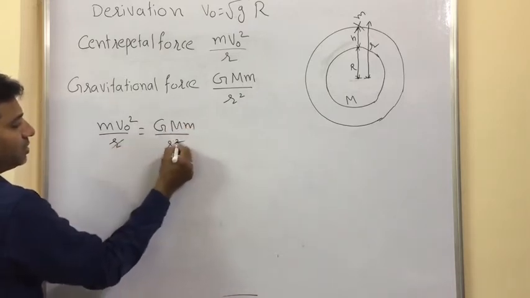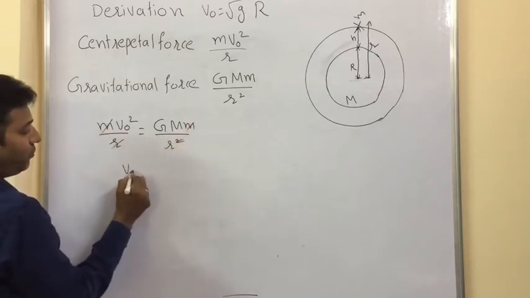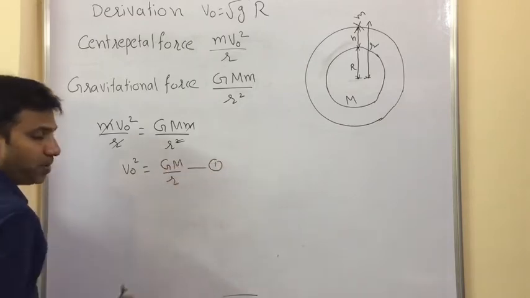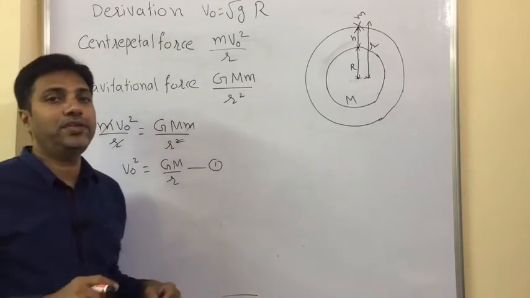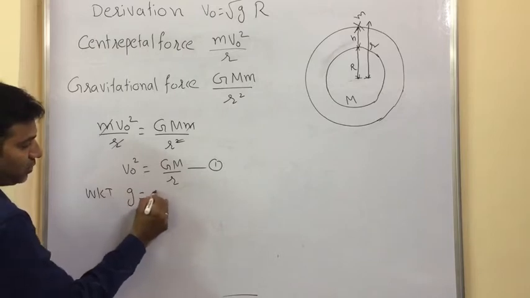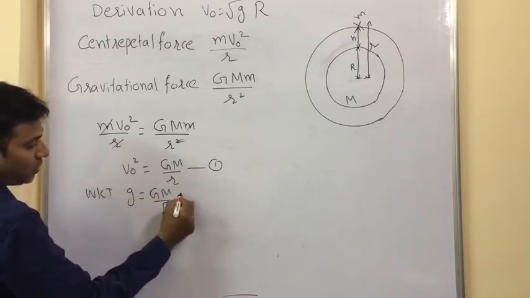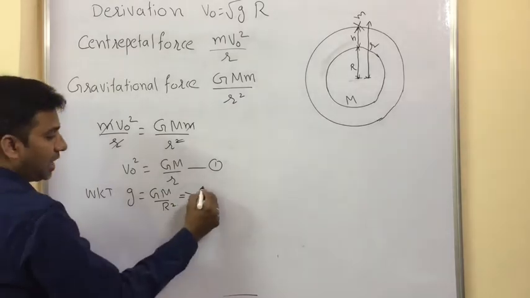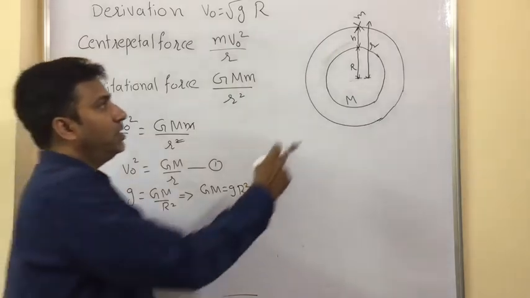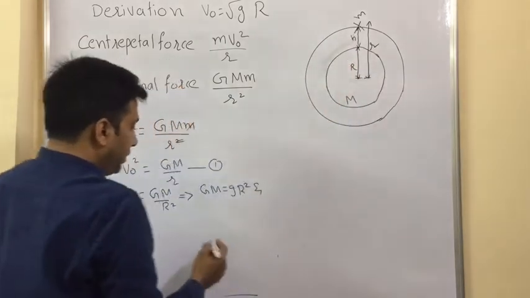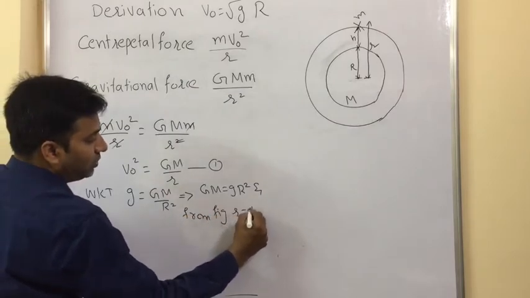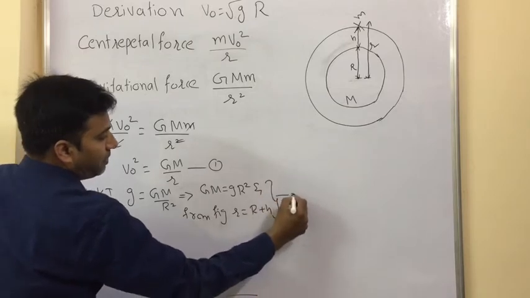Here you can cancel r and m. So we are left with vo square equal to G M by r. Make this equation number 1. Now we have to use the relation between capital G and small g. So we already know that g is equal to G M by R square. From this, if I rearrange, I will get G M equal to g R square. And from the figure, small r equal to capital R plus h. So this is equation 2.